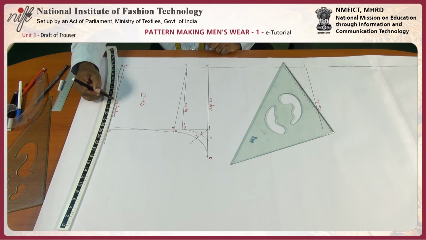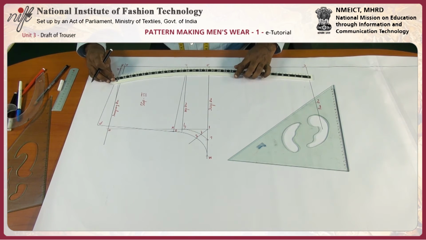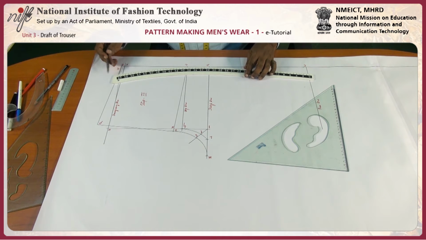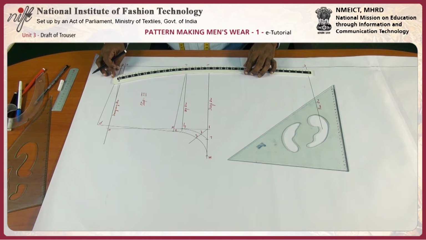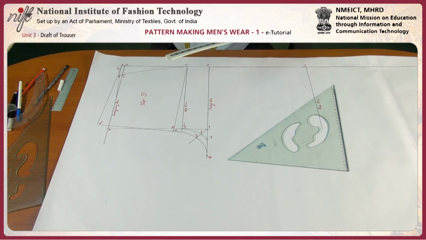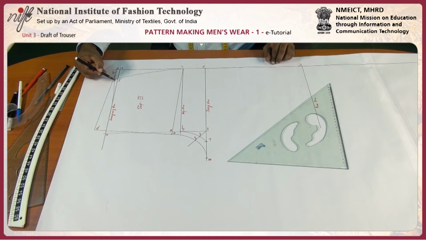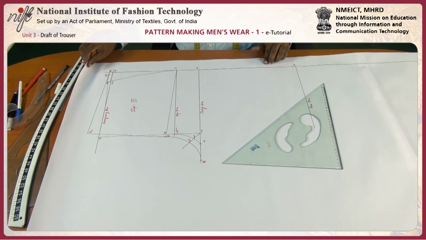This can be taken straight then connected to K. After that, place hip curve at the edge and join to C like this. This will be front waist arc and side seam of the front leg. Now moving to next point.